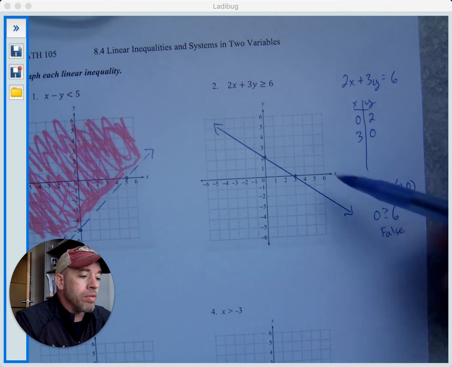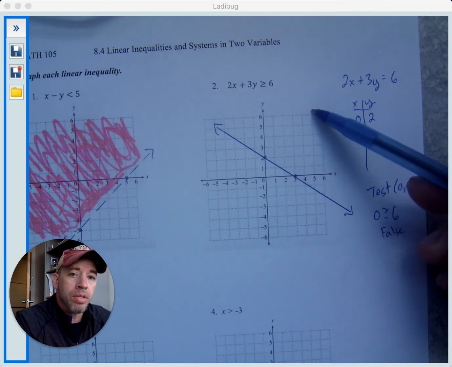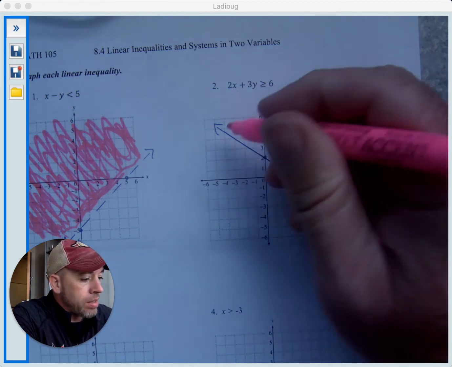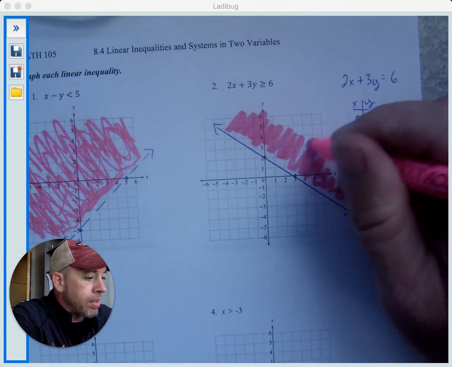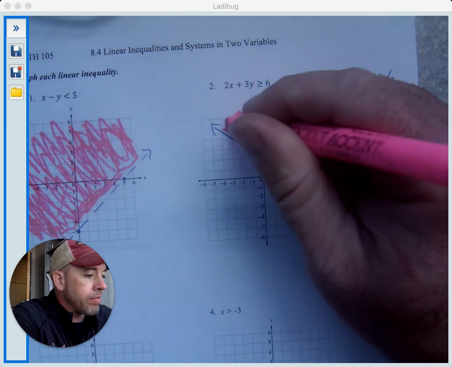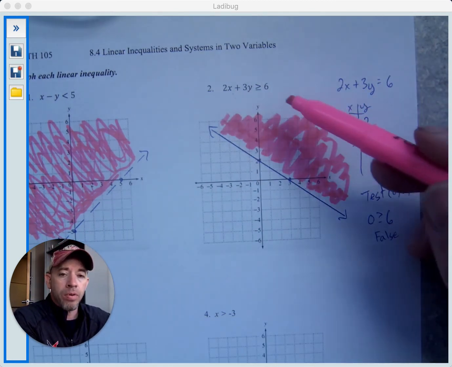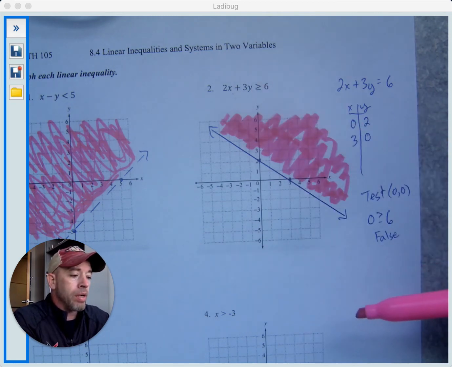So if it's false, we don't shade towards 0, 0, we're going to shade away from 0, 0, which is going to go up this way from the boundary line. So I'm going to shade this area up here. Everything, I guess you could say, above the boundary line, right? So any point up in this region, this half of the coordinate plane, would be a solution to that inequality.